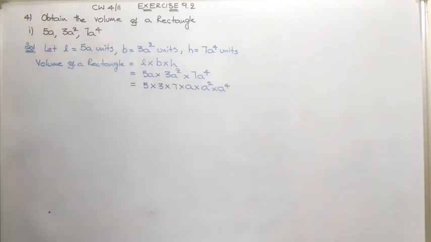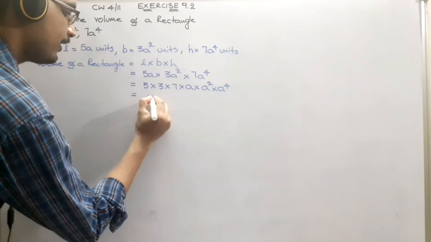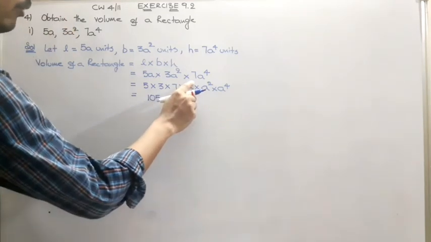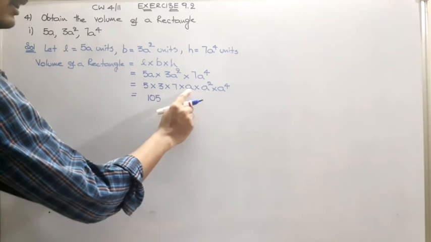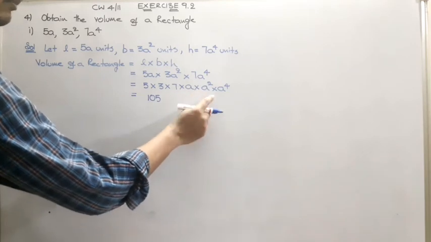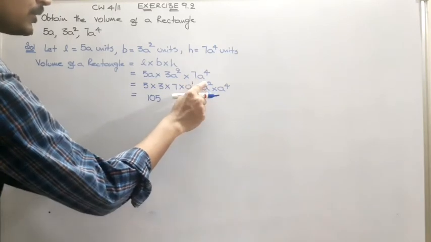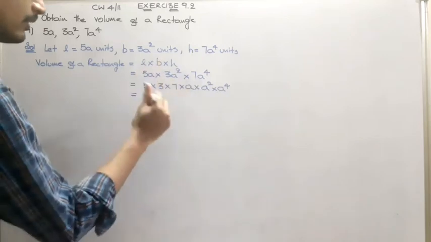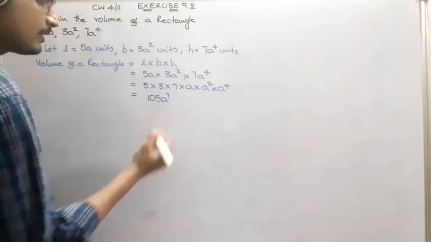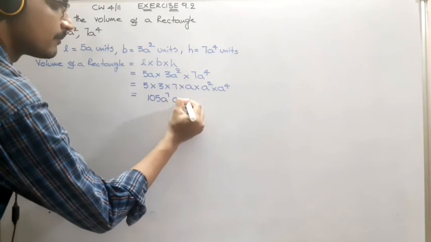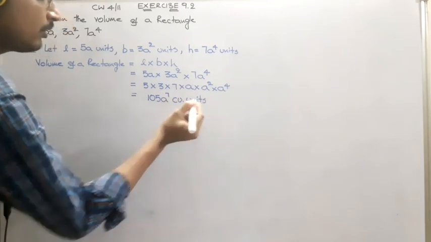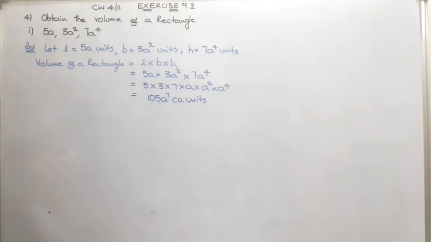Now let us multiply them. 5 3s are 15. 15 into 7, it is 105. So 105 A power 1. You already know this. A power m into A power n, A power m plus n. Similarly, we have the power here 1. 1 plus 2, 3. 3 plus 4, 7. So 105 A power 7 cubic units. Because they asked us to find the volume, we have to take cubic units.